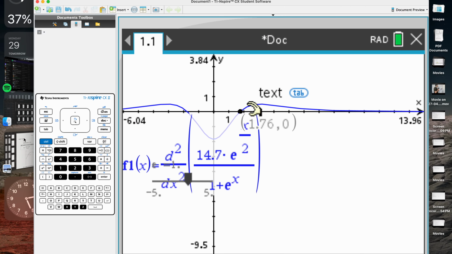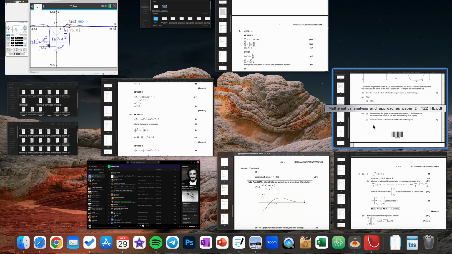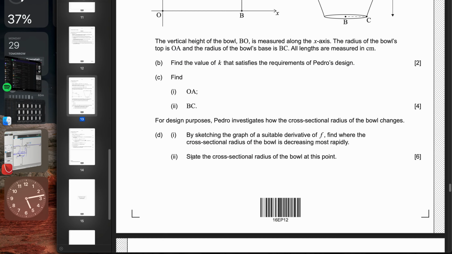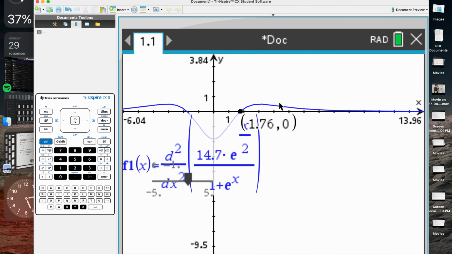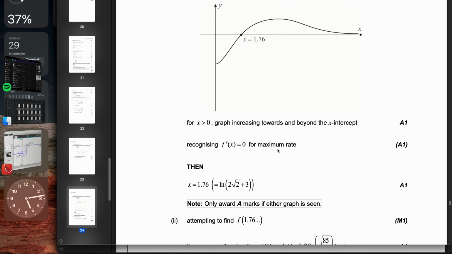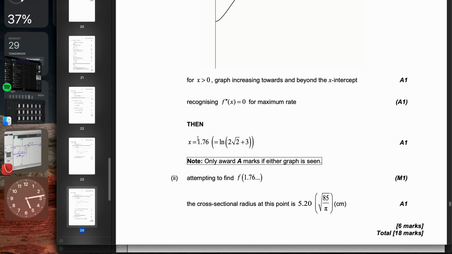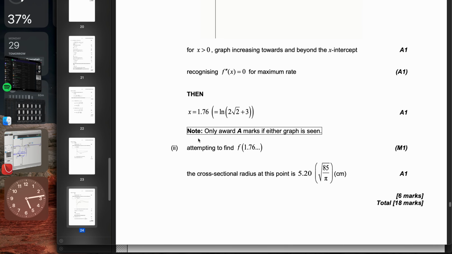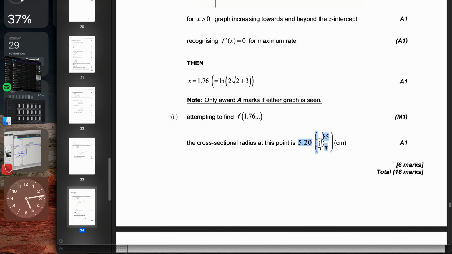And then in the final part, we're asked to state the cross-sectional area of the ball at this point. Well, you have your point, 1.76, and then you can go ahead and substitute this value into f of x, right? So solve for f of 1.76, and you'll get the radius of the ball. Hope that helps.